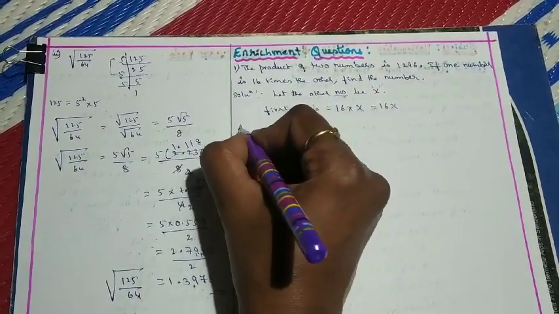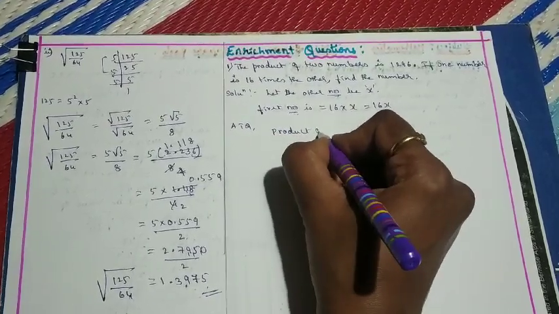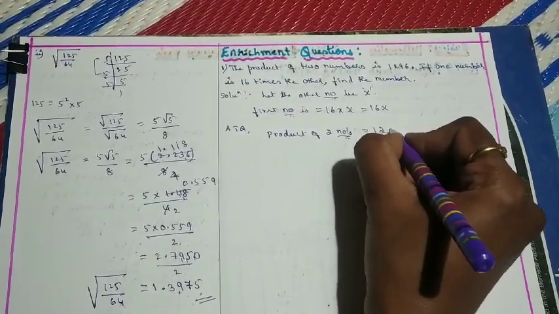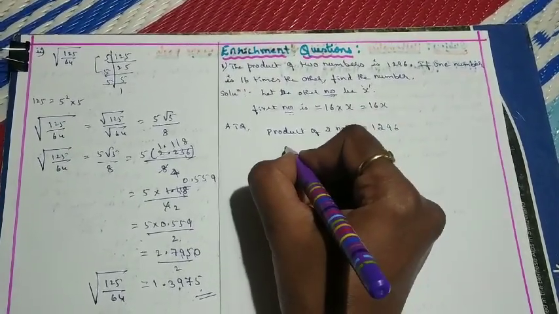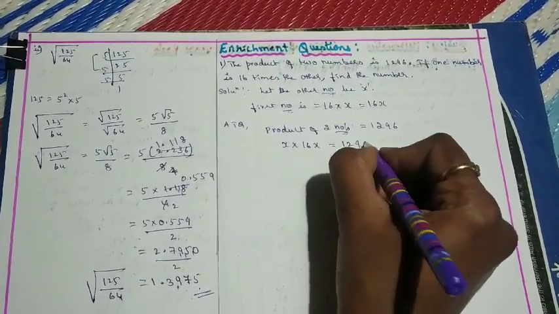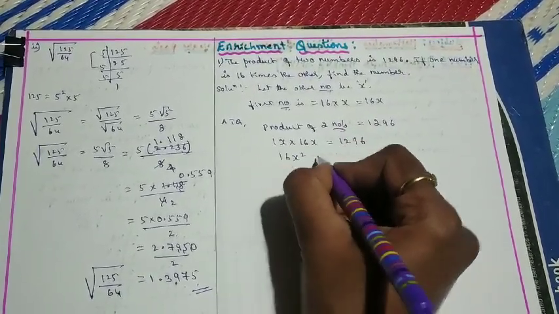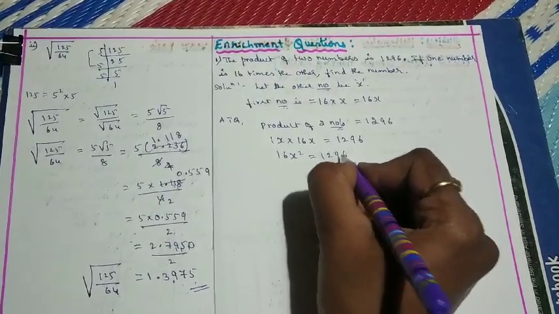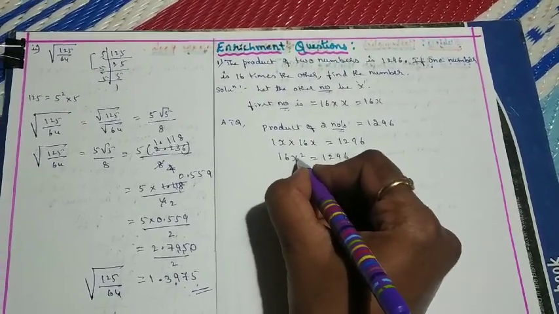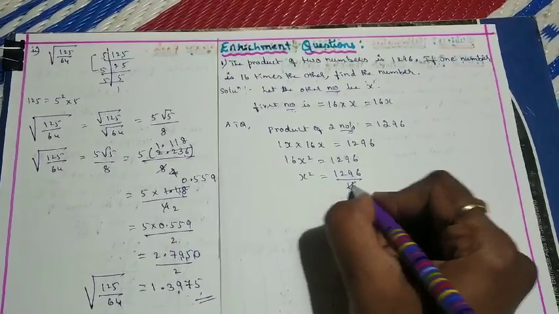And according to the question, what is it? That the product of two numbers equals 1296. So one number is x and the other number is 16x, and their product is nothing but 1296. x into 16x is 16x square, that is 16 into 1 is 16. 16x square equal to 1296. Then x square equal to 1296 by 16, since 16 with the x is under multiplication, it changes to division. Any cancellation, you can go for cancellation.